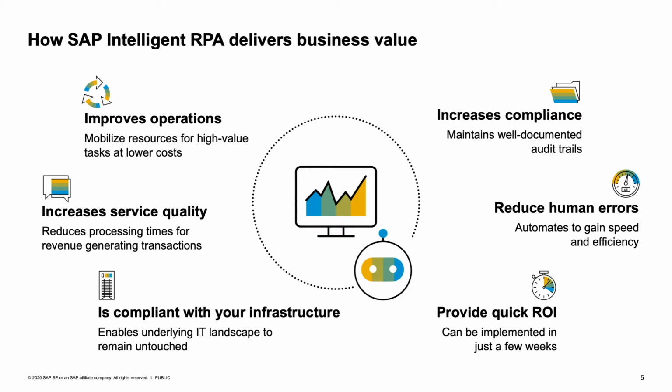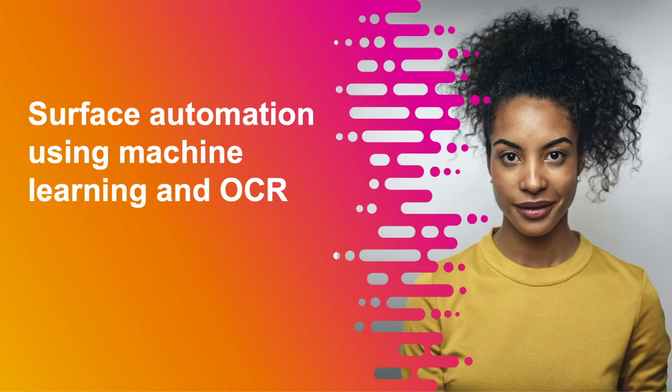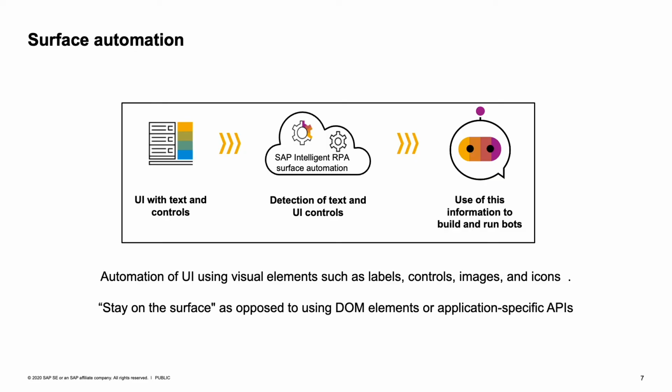So now that we have an overview of what RPA is all about, let's go into the details of surface automation. So what exactly is surface automation? As you can see in this picture here, what I'm trying to show you is that you have got a user interface, which of course has got UI controls. So there will be a text box, maybe a checkbox, maybe icons, and of course text, right? That's what UIs look like. And you could detect these things. You could detect these text components and patterns and so on using surface automation from SAP Intelligent RPA. And you could use this information to basically build a bot, to design a bot and run the bot.